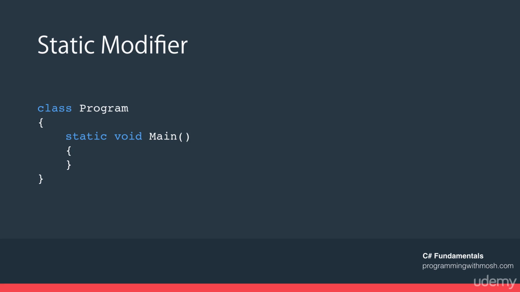So all I want you to know for now is that when you modify any members of a class, whether it's a field or a method, with a static modifier, that member will be accessible from the class itself, not an object. Well, that's enough theory for now. Let's flip over to Visual Studio and do some coding.